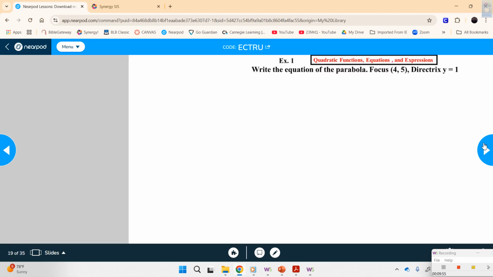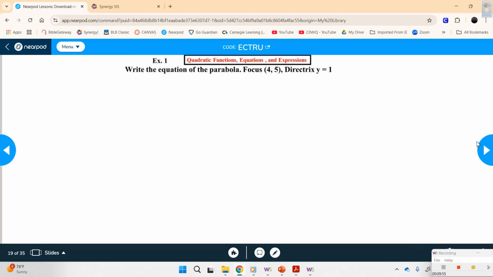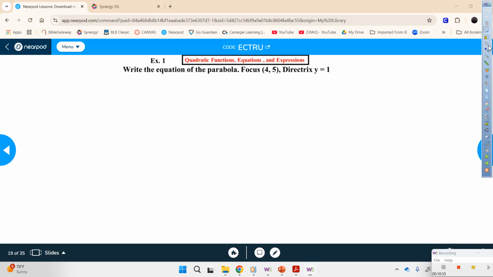All right, copy this one on your paper, please. Example 1, write the equation of the parabola. Focus 4, 5, directrix y equals 1. Write that down, please, completely. All right, y'all ready? Here we go. Let's do this one together.